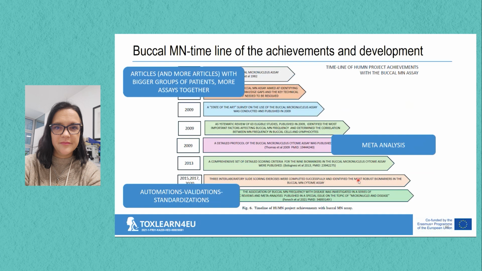But for all those things, there is still a need for more articles with a bigger group of patients, with the use of more DNA damage assessment assays used together in the same individuals, so that we can perform new meta-analyses. And there is still place to validate more, standardize more this protocol, and make it automated so that it is much faster.